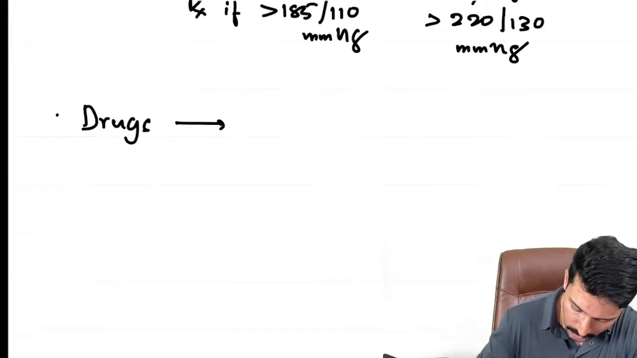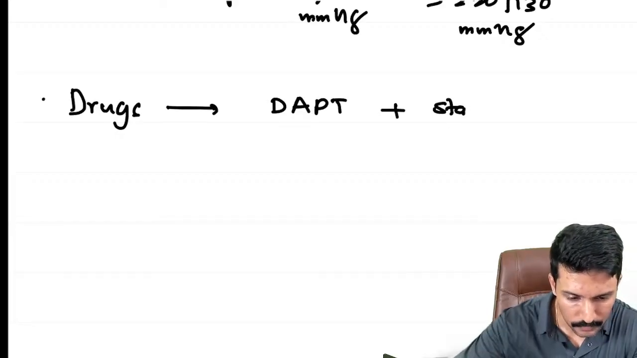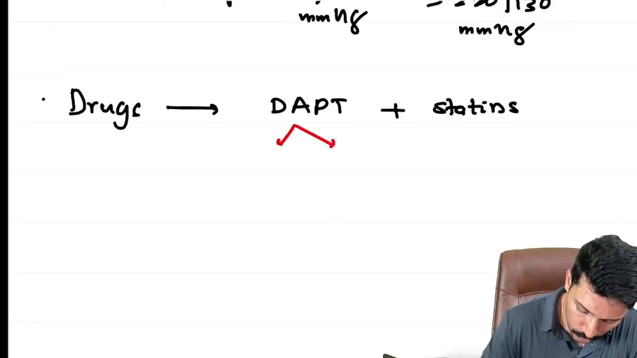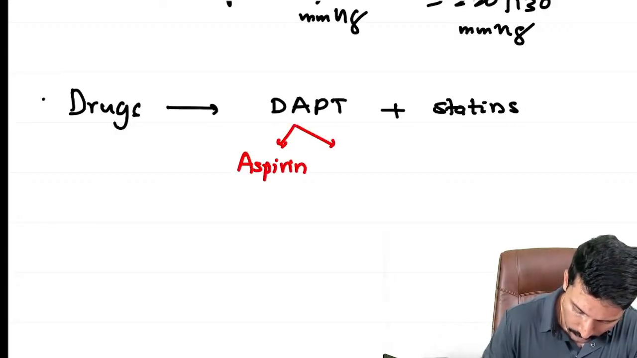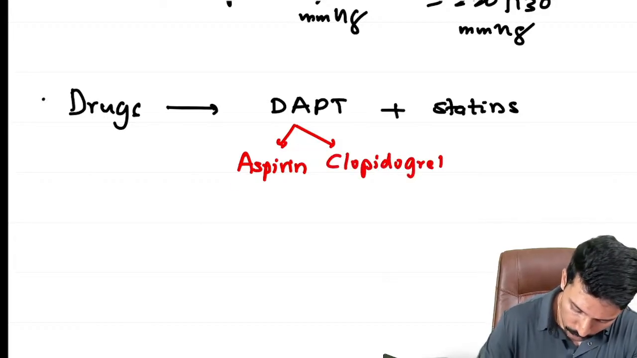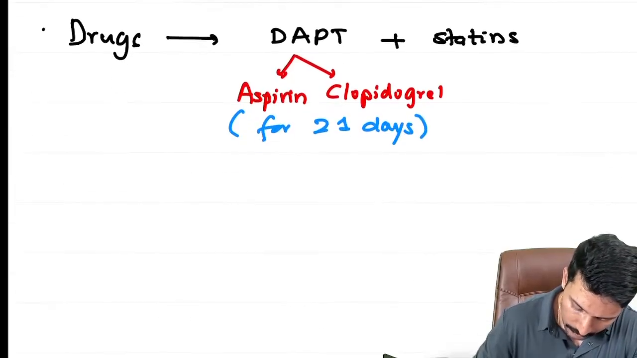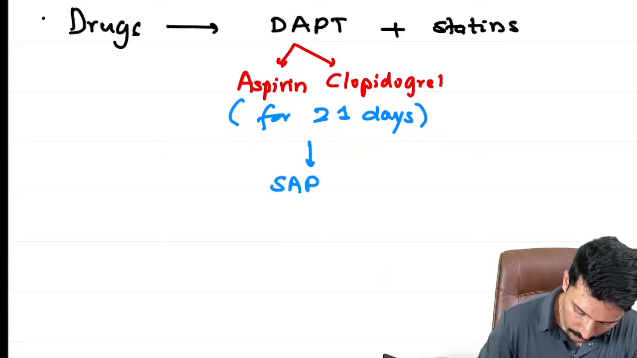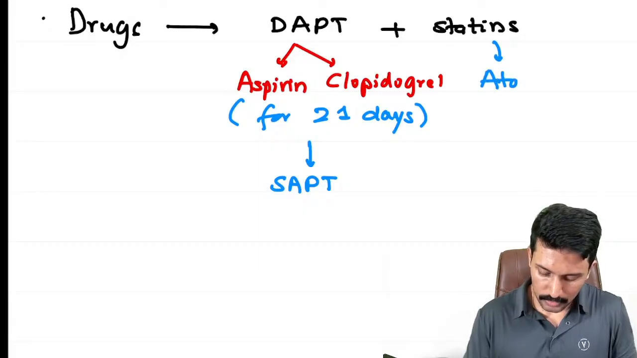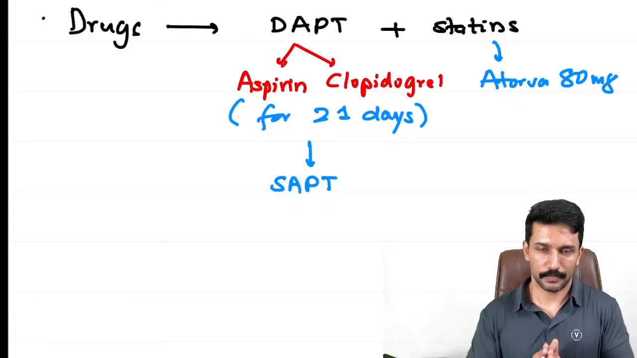What are the drugs we are going to administer? We are going to administer DAPT plus statins. DAPT means dual antiplatelet. So you know aspirin plus clopidogrel. But aspirin and clopidogrel is used for 21 days only. And after that, you follow with single antiplatelet therapy. Either aspirin or clopidogrel will be continued. And when it comes to statins, we generally use atorvastatin 80 milligrams or its equivalent dose of other drugs.